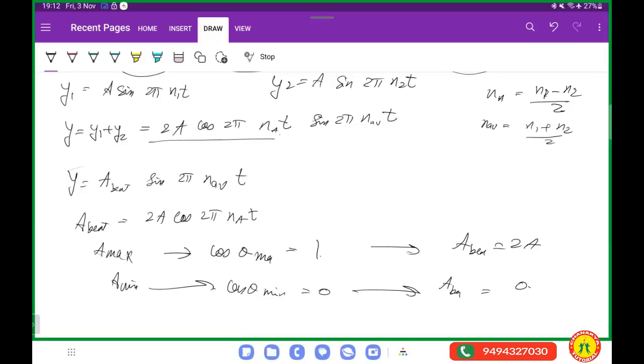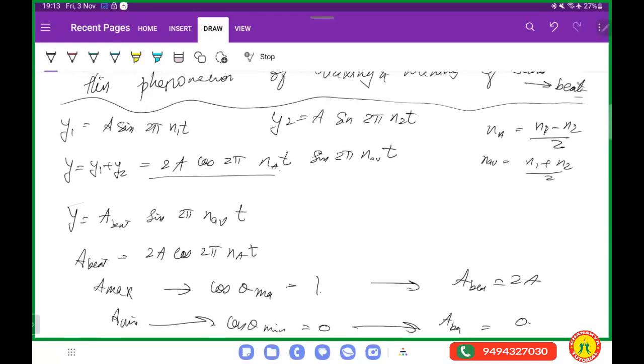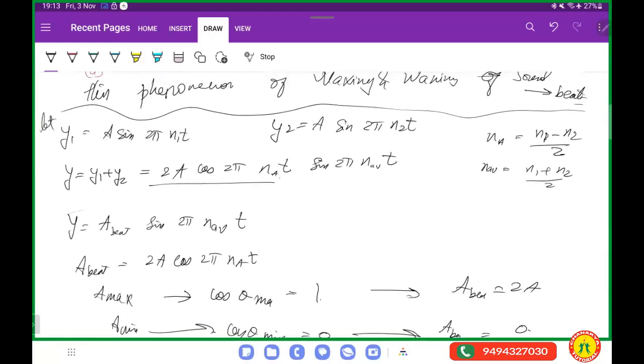So Y1 and Y2 are two sound waves which are traveling. Let Y1 equal A sin 2π N1 T.